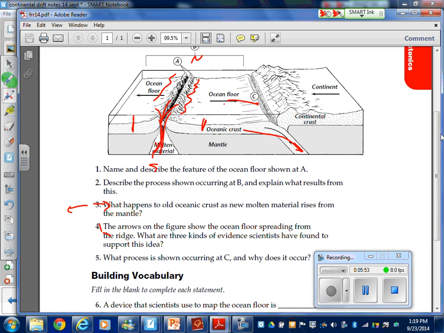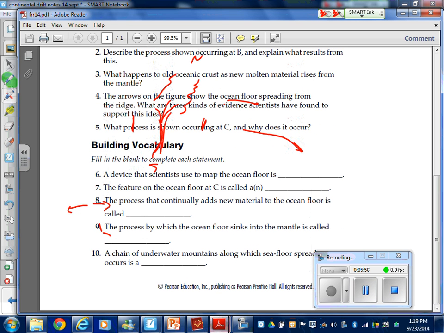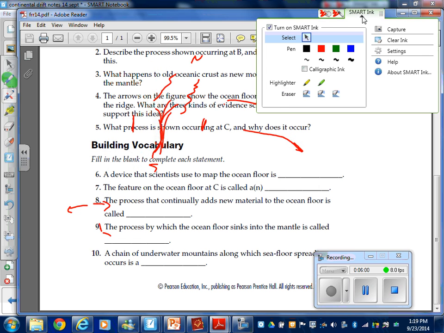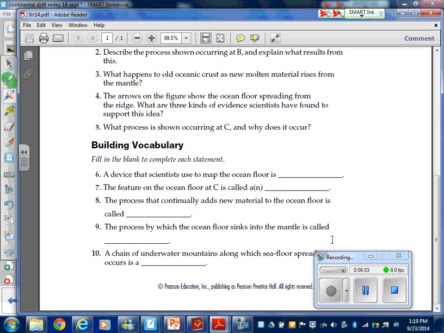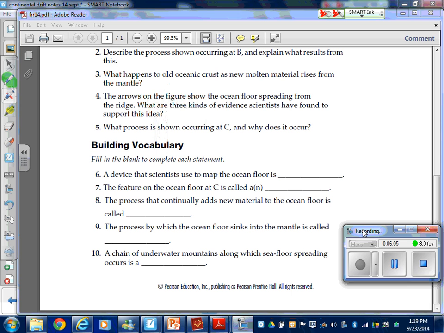Okay, then if we look right here, these ones I would say are less important, but I do think they're easier. So let's quickly look at these answers. The device that scientists use to map the ocean floor is sonar. I will not ask you that. The feature on the ocean floor at sea is called a trench.